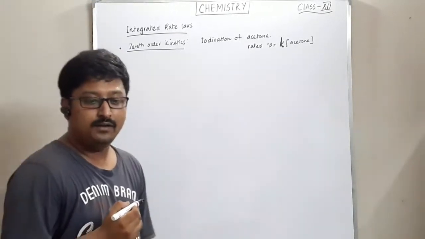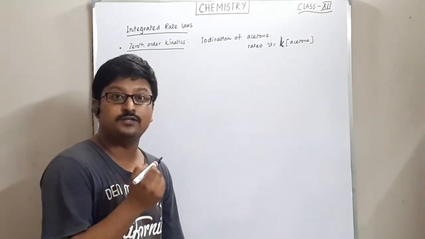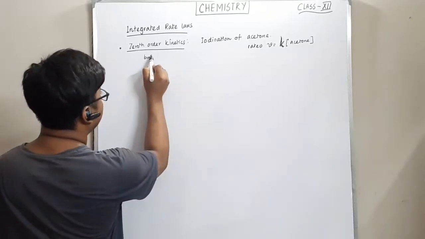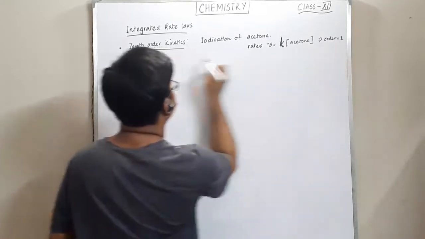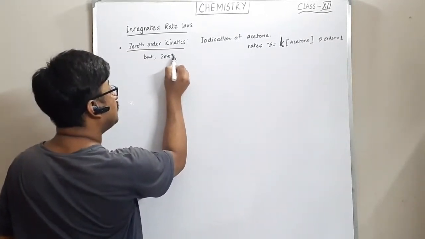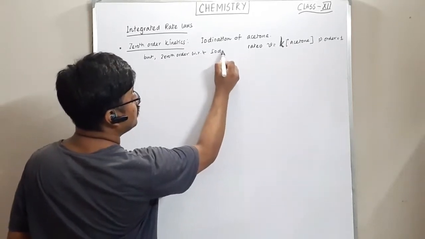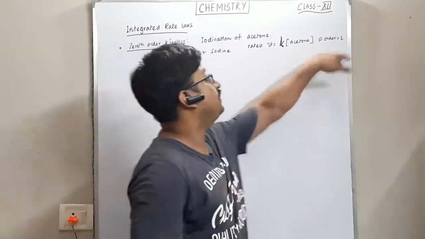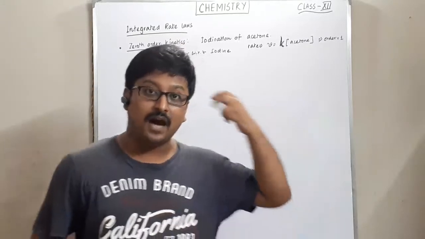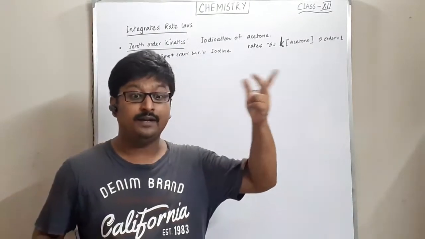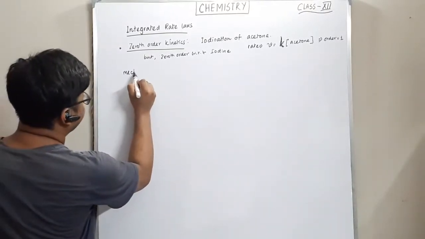Okay. But what they found out experimentally is that with respect to acetone it is first order, but with respect to iodine it is zeroth order. That means iodine is not involved in the rate determining step. Let's look at the mechanism first. It will be more clear if we look at the mechanism.